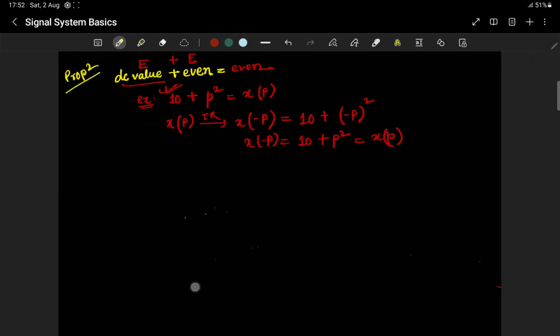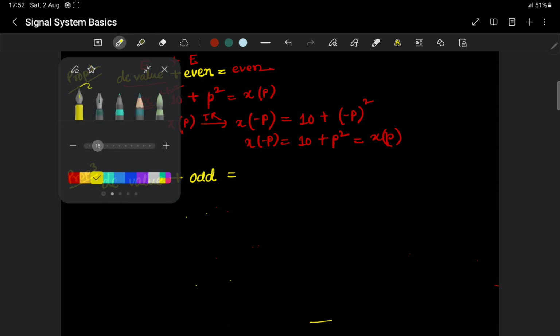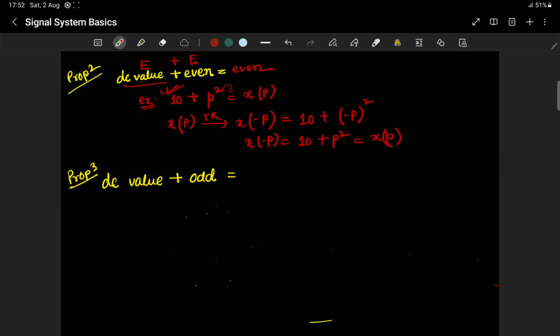These are quite similar, right? The third property is that when I take again the even DC value, this time the DC value is even, so an even DC value plus an odd signal, what is it going to give me? See, again I'm going to take an example. This time I would be taking, you know why this t square is going to be identified as even?